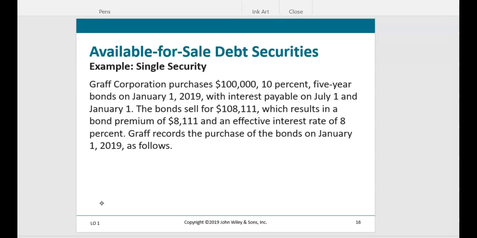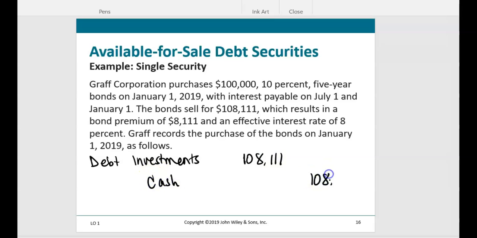Graph records the purchase of the bonds on January 1st, 2019 as follows. So what is Graph receiving? Graph is receiving debt investments. Again, this is an asset account. The cost incurred to acquire those debt investments. The company has to pay cash for these investments.